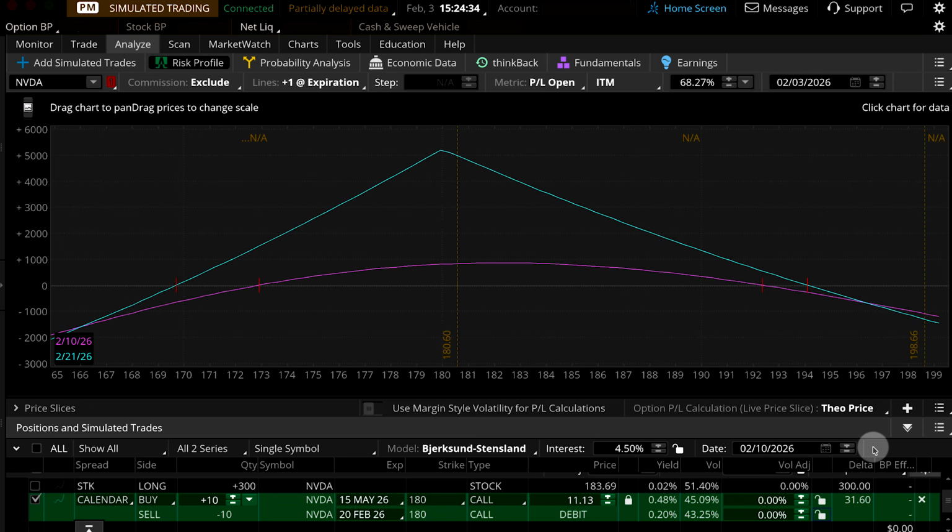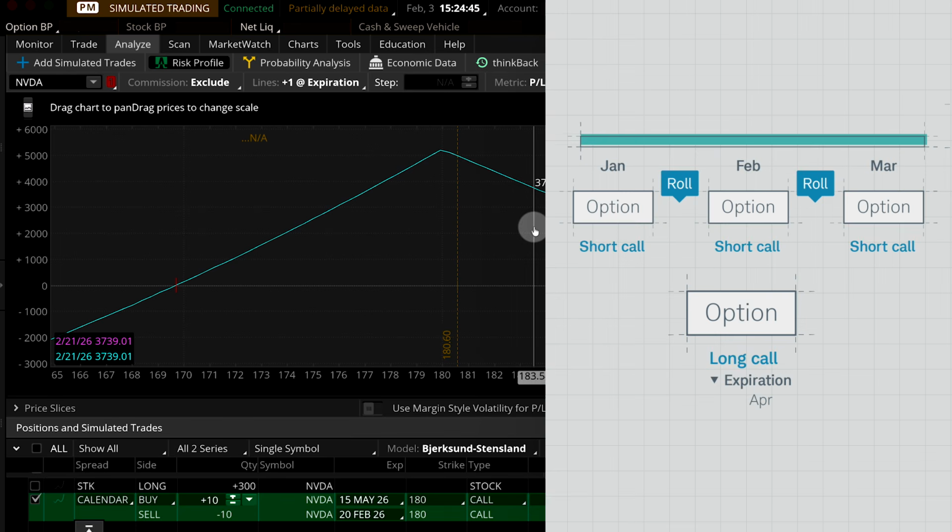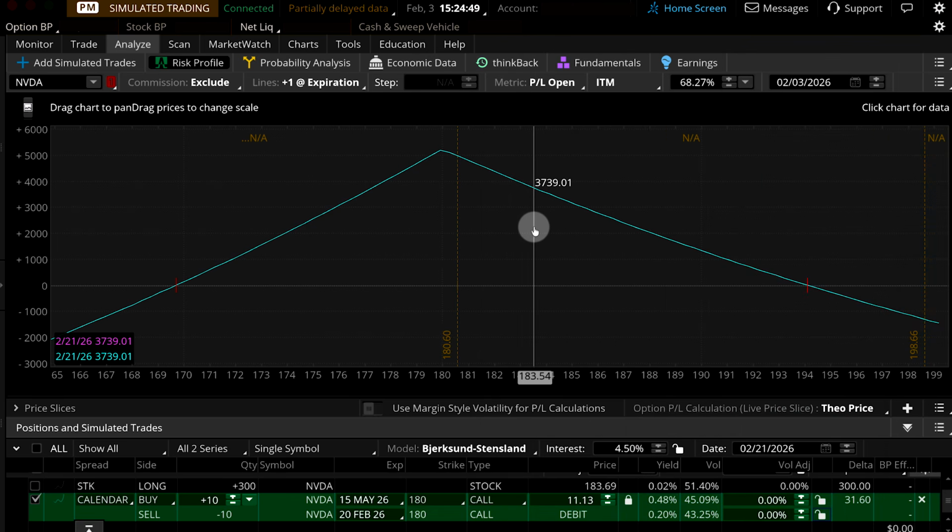If the stock does remain range bound and we're selling this short leg here, as time goes on, we can see that purple line getting closer to that blue line as we collect that time premium, and we can continue to roll out this short call to keep bringing in premium as we go forward toward that long expiration.